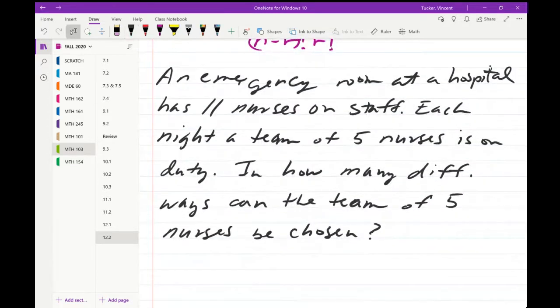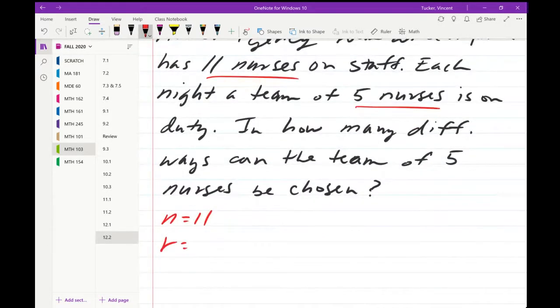So just like before, when we were dealing with permutation, you want to know how many of a larger number can you take a smaller number. It's the same type of thought process here. We have 11 nurses, and we want to know how many different ways can we choose 5 out of the 11 nurses. So that means n is 11. Remember I said n is going to be a larger number. r is 5. That's 11C5.